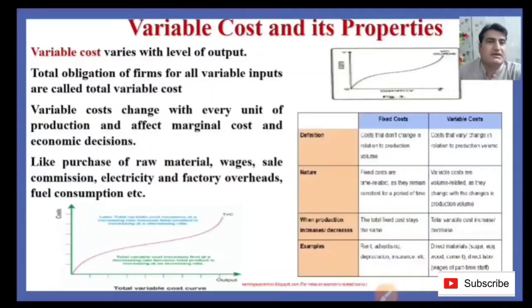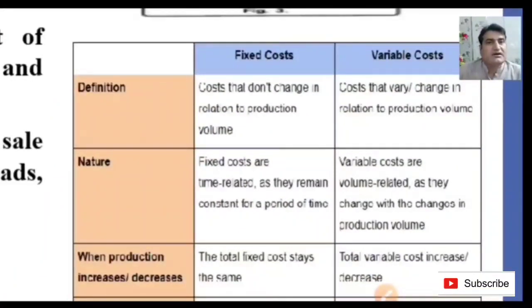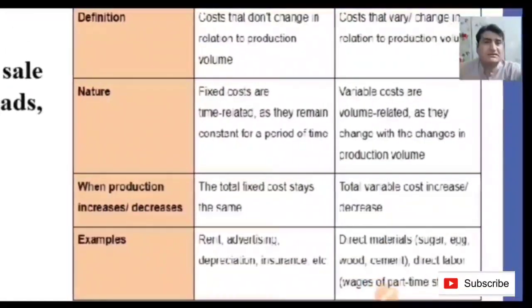What is the difference between the fixed cost and variable cost? We can say that fixed cost means the cost that doesn't change in relation to production volume, whereas variable cost varies or changes in relation to the production volume. Fixed costs are time related as they remain constant for a period of time, whereas variable costs are volume related. When production increases or decreases, the total fixed cost stays the same, whereas the total variable cost increases with an increase in production and decreases with a decrease in production.